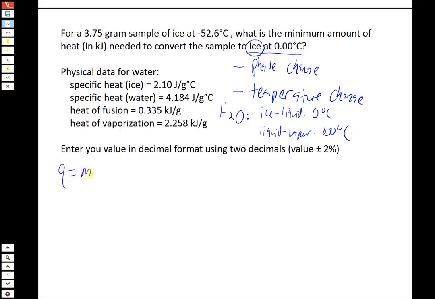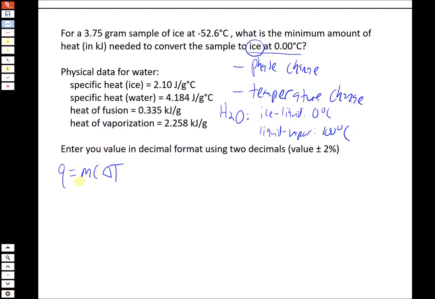So in problems like this, we always give you a lot of information. We give you two specific heat capacities, two different phase change enthalpies. But for these problems, you don't necessarily need to use all of the information. For this problem, we're just doing a temperature change, not a phase change. So it's just going to be MC delta T.